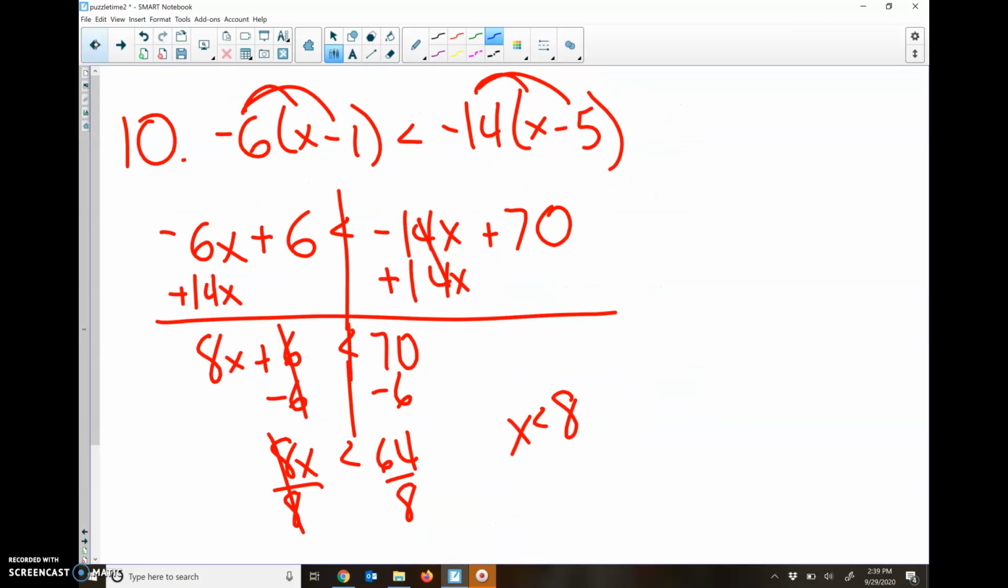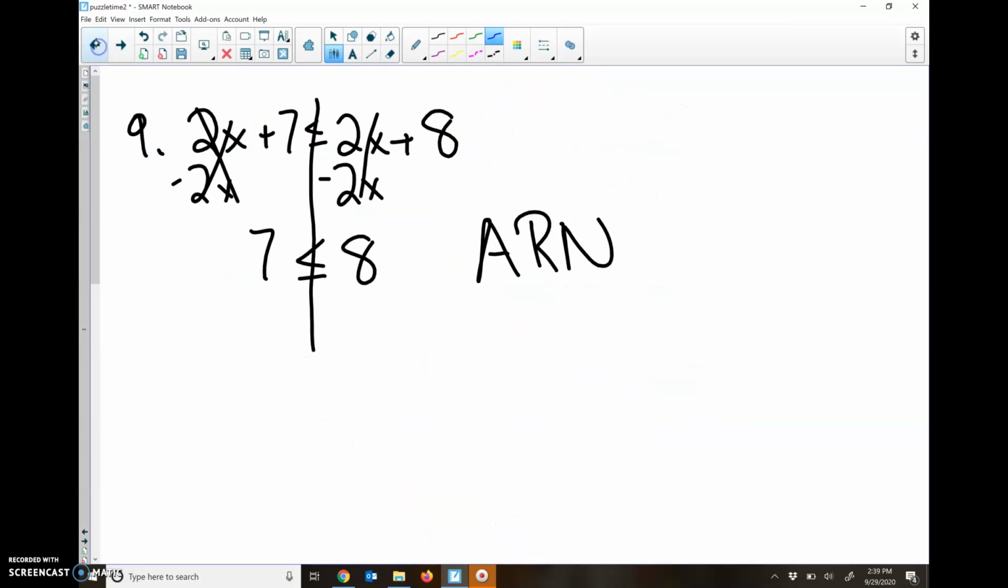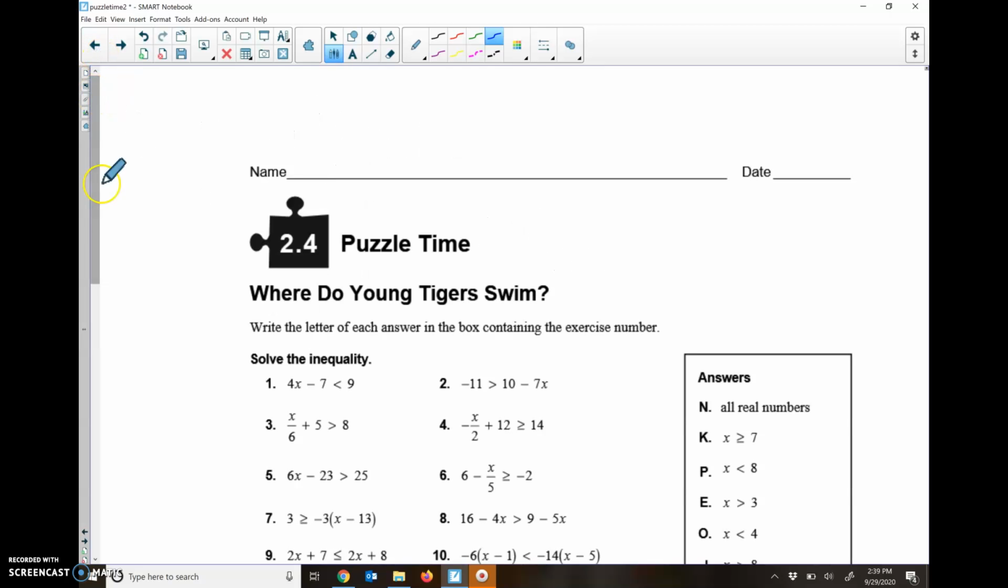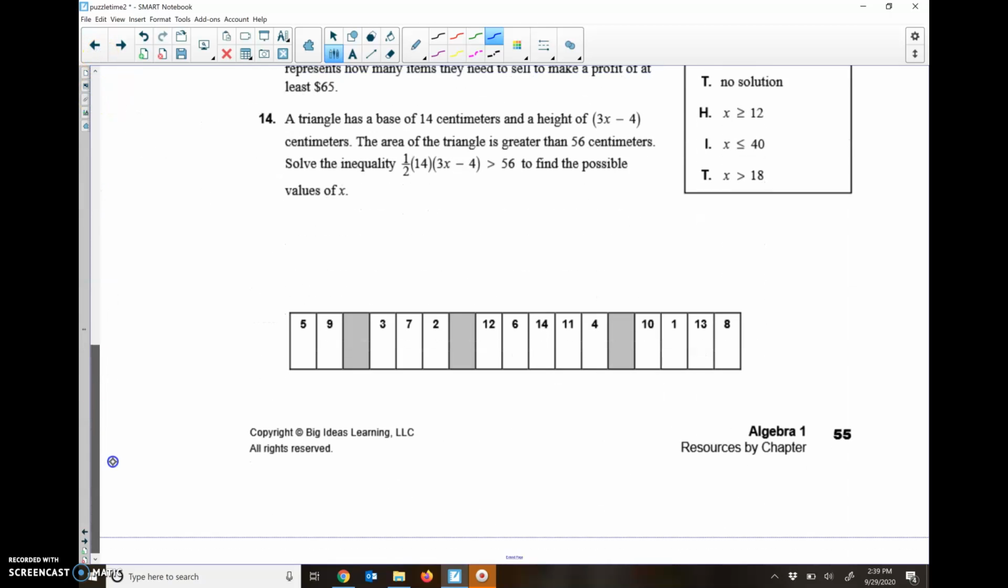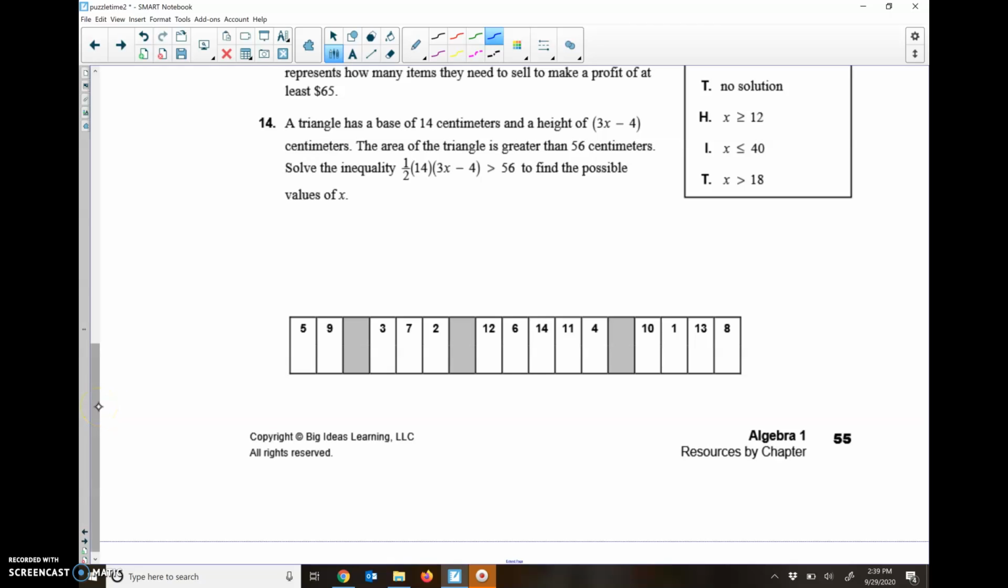All right, and then going back to the joke. So where do young tigers swim? They swim in the kiddie pool. Another cat joke. You gotta love these.